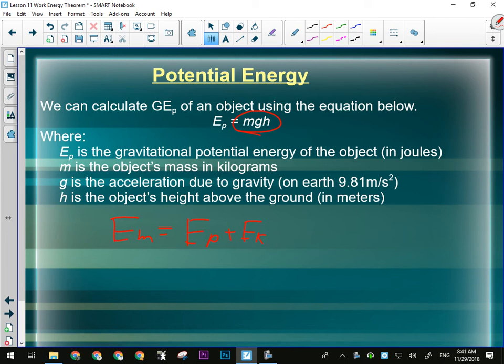about yesterday. Mass, which is always measured in kilograms. The acceleration due to gravity, which unless you're told otherwise will be 9.81 meters per second squared. And the height of the object above ground level, because obviously you can't fall any further than that. So those are our variables for calculating potential energy. We simply multiply them together.